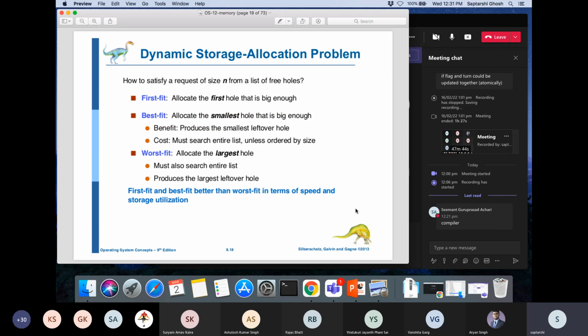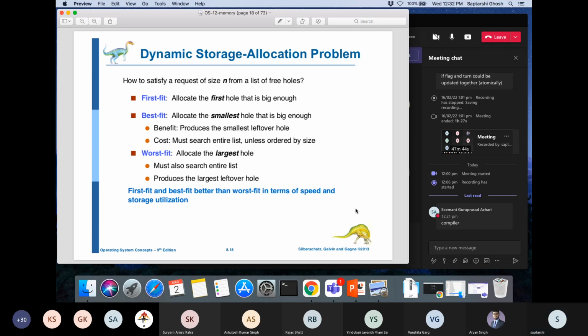Now suppose a new process comes. There are some free holes, and the OS knows which are the free holes. It knows the size of each hole and how many holes there are. Now let's say a request comes for size n. A new process will be loaded into memory, which requires memory of size n. This memory of size n has to be allocated from one of the free holes. Which hole should the OS use to allocate memory for this new process?